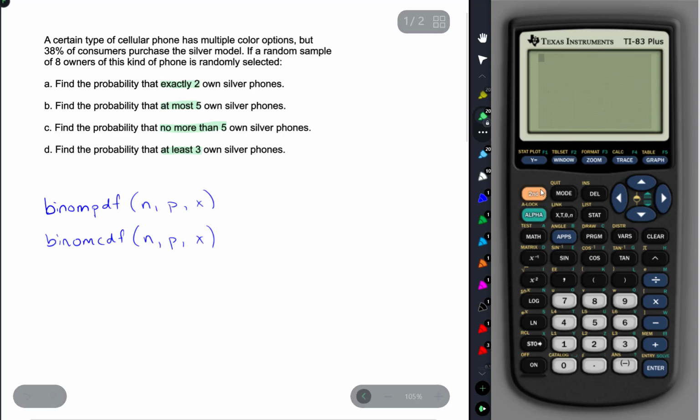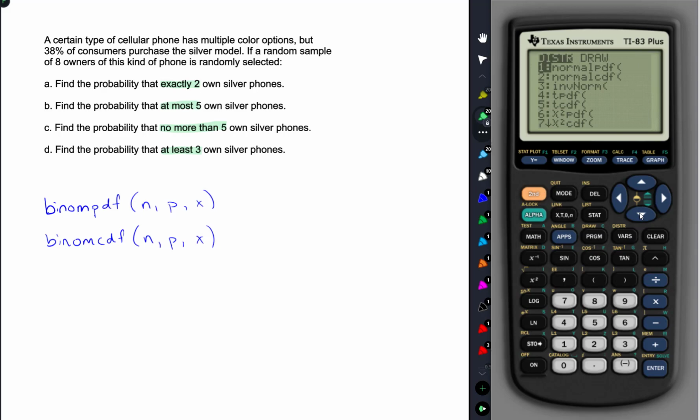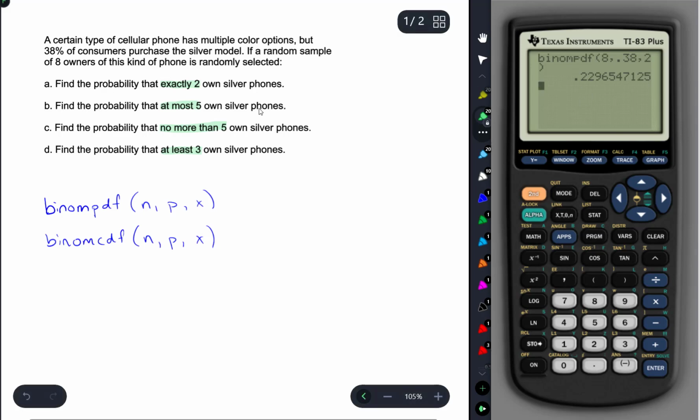So if I did second distribution, come down here to binomial PDF, 8 is the number of trials, 0.38 is the probability of success, and 2 is the number of successes we want to occur, so 0.2297. Okay, that's our probability. Now, find the probability that at most 5 own silver phones.